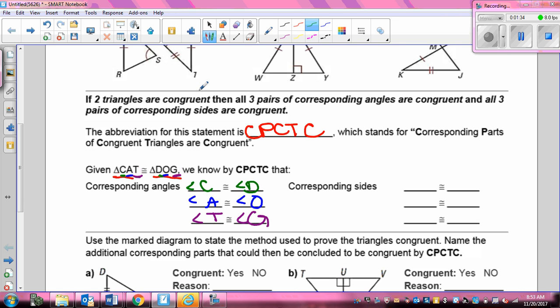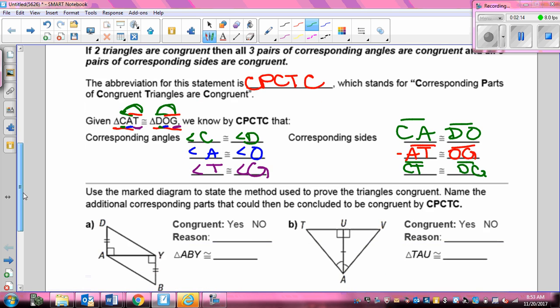Also, the sides are congruent. So the first 2 sides are CA and then DO. For it to be a side, we need a line above it. The second 2 is AT and OG. And then the third side is going to be C and T, D and G. First and last, first and last. And that's how we make our congruencies from CPCTC.